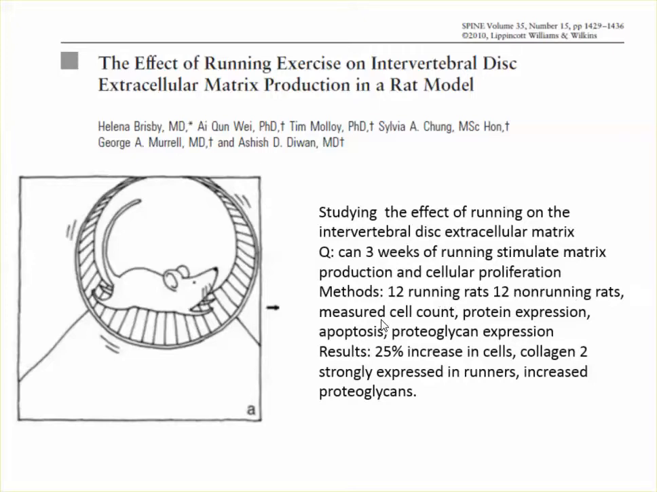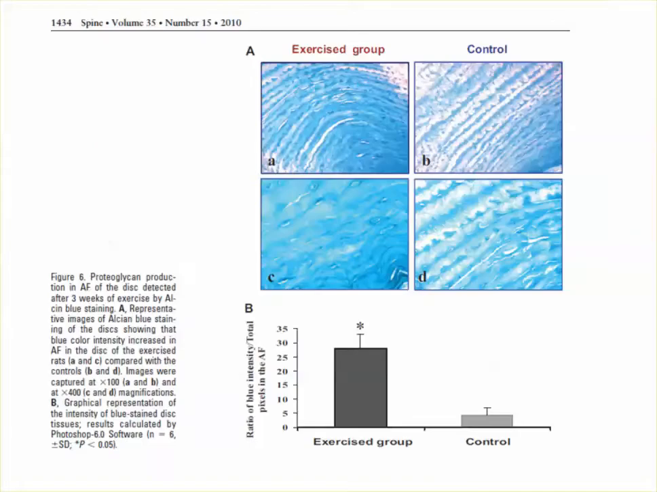And then they looked at their discs and they measured the cell count, the protein expression, apoptosis, like how many of the cells within the disc were dying, proteoglycan expression. And they found that the running rats had a 25% higher level of cells in their discs. And the running rats had a significantly higher collagen expression and proteoglycan expression. And you can see these are the discs on the left. The blue is proteoglycans. These are the runners, and on the right are the TV watchers. So running is very, very good for discs in rats.